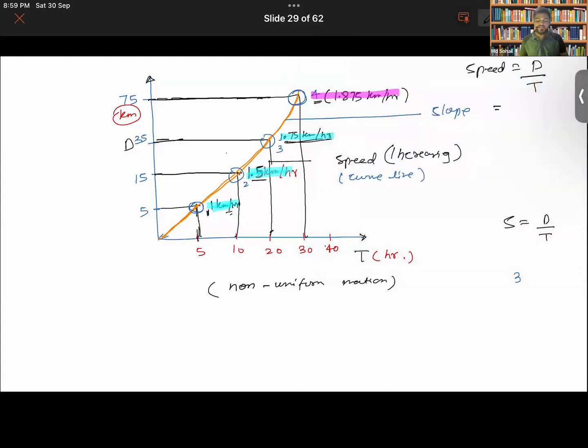As the graph becomes more curved, if you are provided with two slopes for a distance-time graph, slope number 1 and slope number 2, this is 1, this is number 2. Which slope represents the more speed? Slope number 1 or 2?